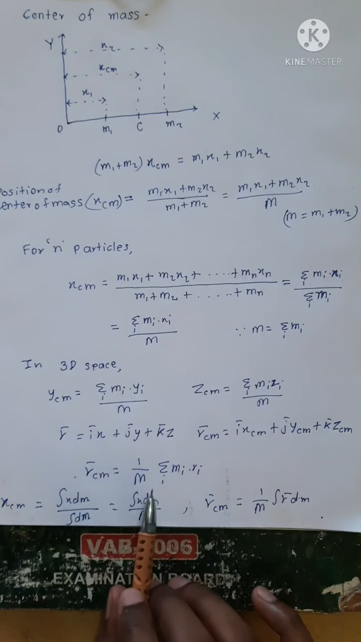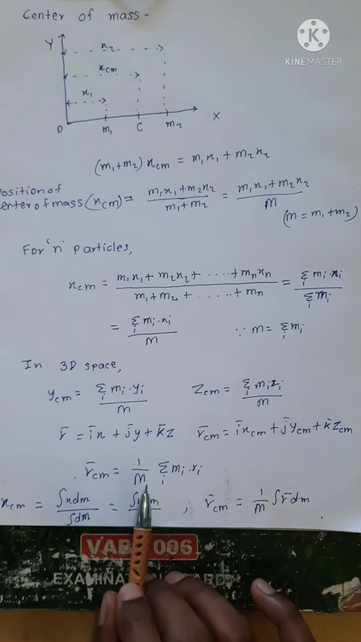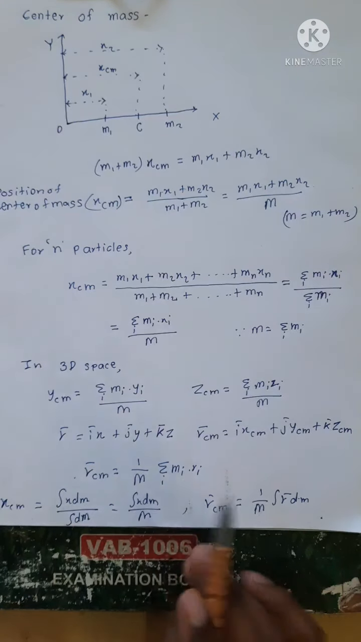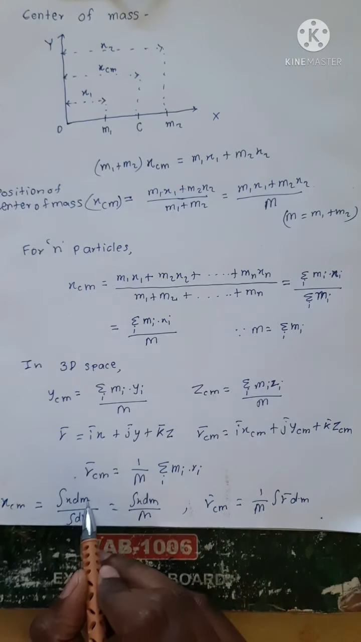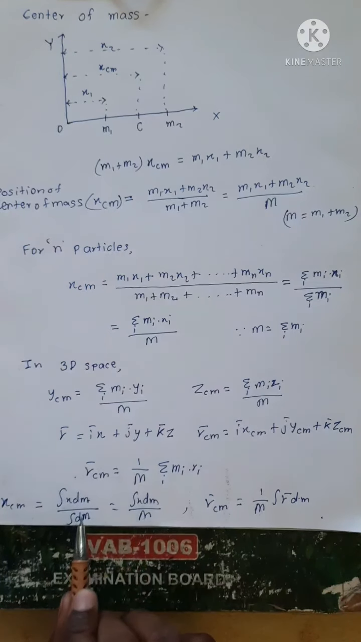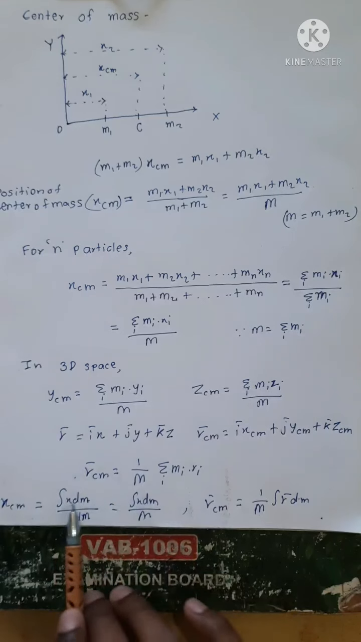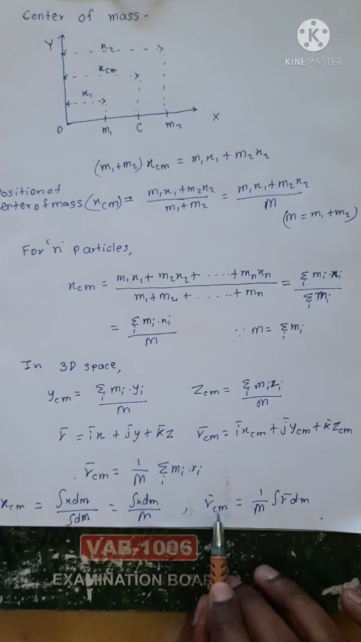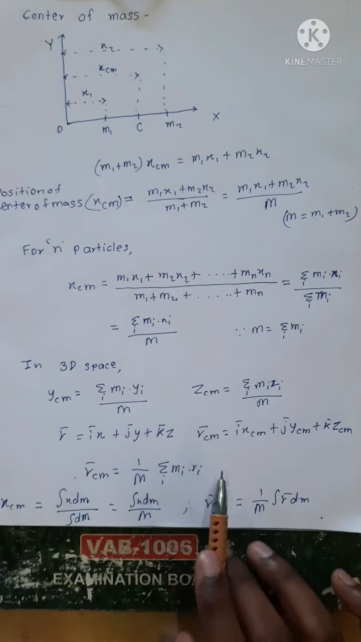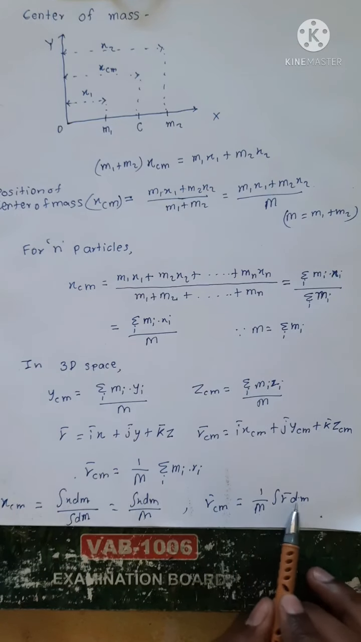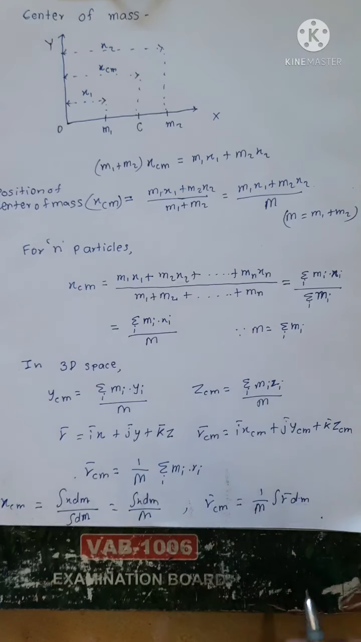Now if the whole mass is distributed uniformly, then we can make small divisions of the total mass like dm, and we can replace the summation sign by integration like this. So here we can again write the position vector of the center of mass in terms of smaller divisions of the whole mass.